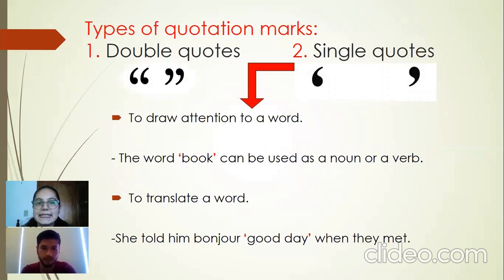On the other hand, it is necessary to keep in mind that there are two types of quotation marks: double quotes, which I have just explained to you, and single quotes. Single quotation marks are sometimes used to draw attention to a word. For instance, the word 'book' can be used as a noun or a verb, and to translate a word. For example, she told him 'bonjour,' 'good day,' when they met.